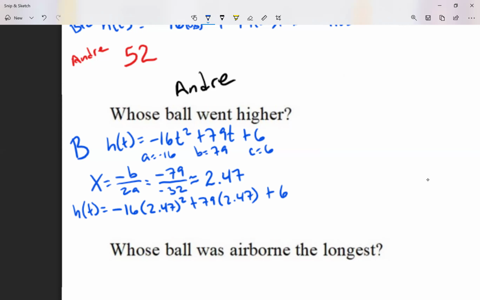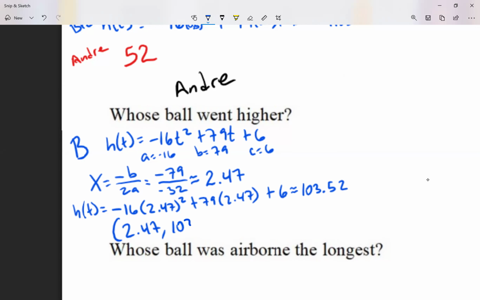Remember, I'm using the initial formula, but instead of t, I'm doing 2.47. I type it on my calculator, and this gives me 103.52. I rounded my answer to two decimal values. So here, I know my vertex. My vertex is 2.47 for the x value, 103.52 for the y value.